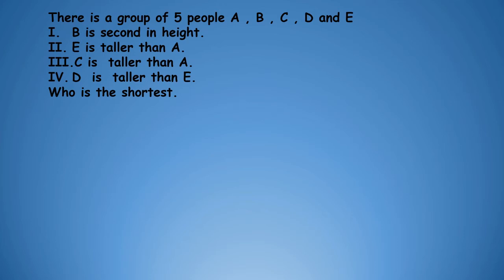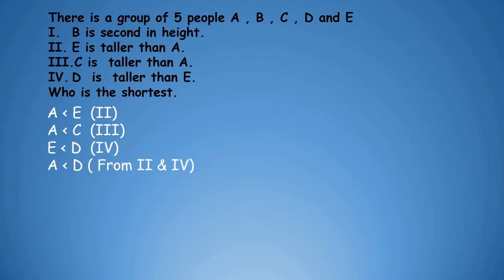From the second statement, we know E is taller than A, or in other words, the height of A is less than that of E. From the third statement, we know C is taller than A, so the height of A is less than that of C. Similarly, from the fourth statement, we know that the height of E is less than that of D. Since the height of E is less than that of D, A's height is also less than that of D, since the height of A is already proved to be less than that of E from the second and the fourth statement.